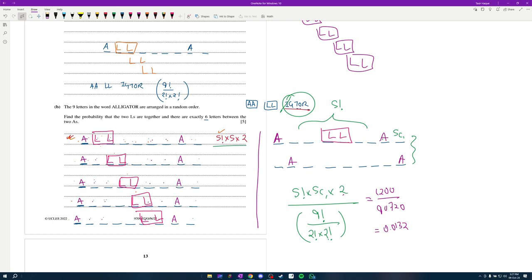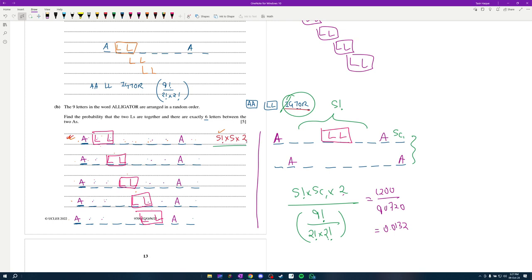Next, we just ignored the A's because we put them over there. But since there are 2 routes, I'm going to multiply that by 2, because I can arrange the A's in 2 ways: either first and 8th, or second and 9th. That's that.